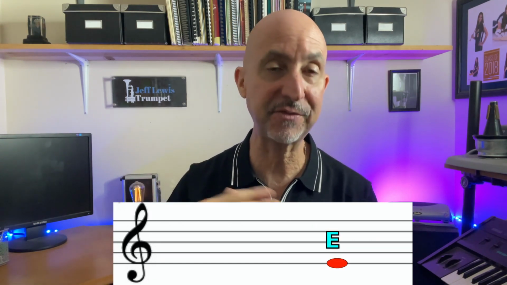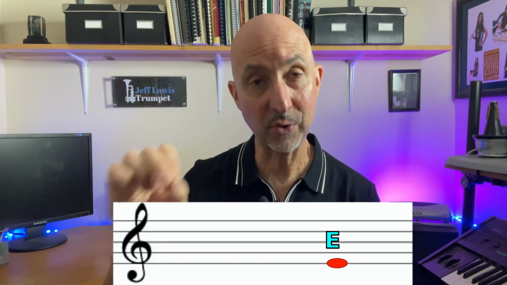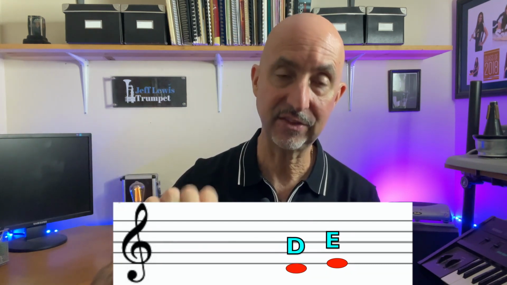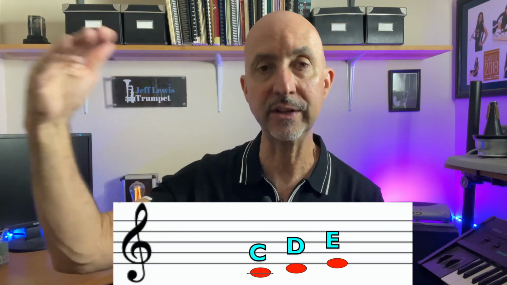Anything below, we can think of what's the next closest note. So the bottom line is E. In the alphabet, A, B, C, D, E, F, G, the note before E is D. The note before D is C, and so on and so forth.